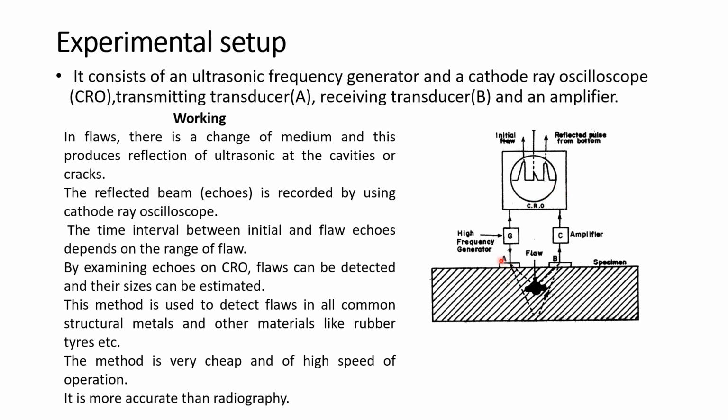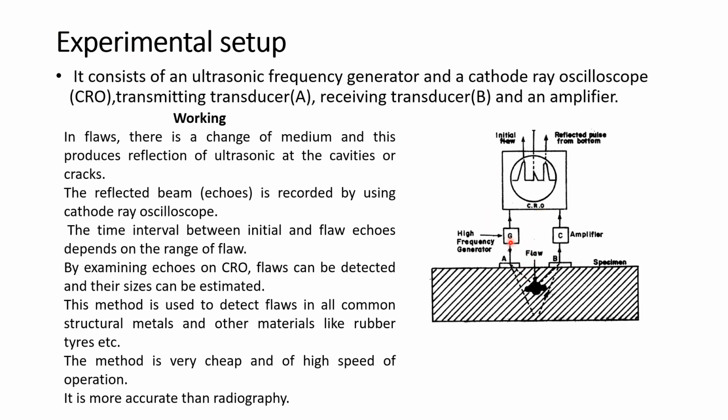This is a transmitting transducer, A. This is transmitting the ultrasonic waves to the metal. And this B is the receiving transducer. B is receiving the reflected ultrasonic waves. These reflected ultrasonic waves are amplified by this amplifier. So this is the experimental setup, which consists of the generator of ultrasonic waves G, cathode ray oscilloscope, a transmitting transducer A, receiving transducer B, and an amplifier.